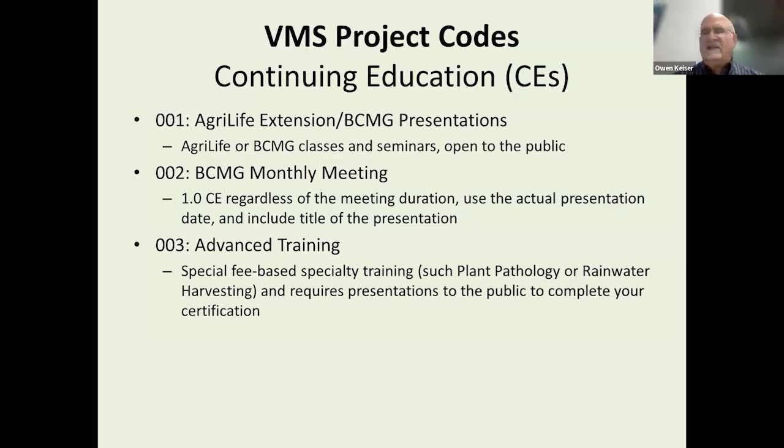It's a fee-based class, such as plant pathology or rainwater harvesting. I did one on mulching. You pay for the class, and then you have to do a number of presentations to the public to earn your certification. So your CEs go to 003 when you take the class. But those are advanced classes, and again, you pay for them. Most of the time, 95% is going to be 001 for classes that you take.